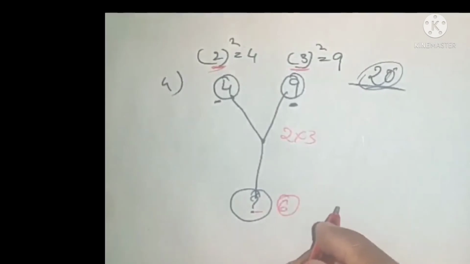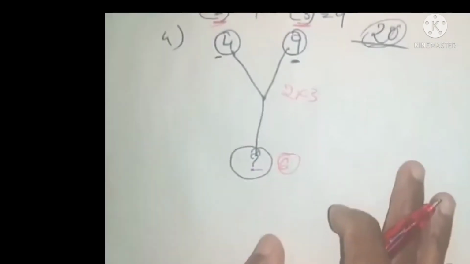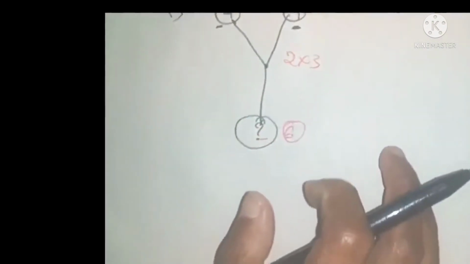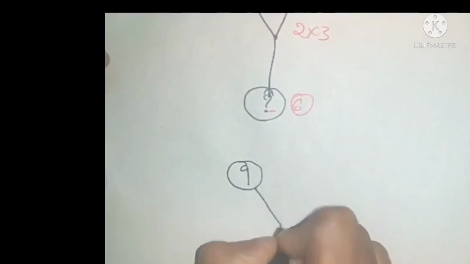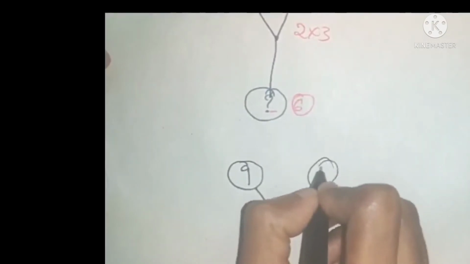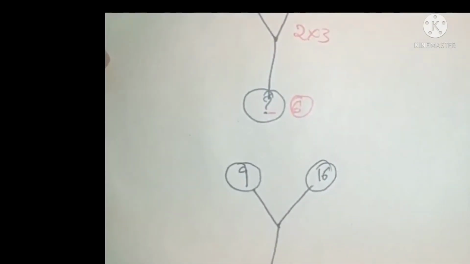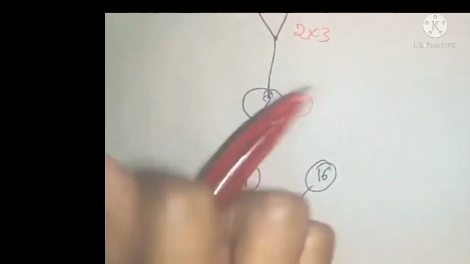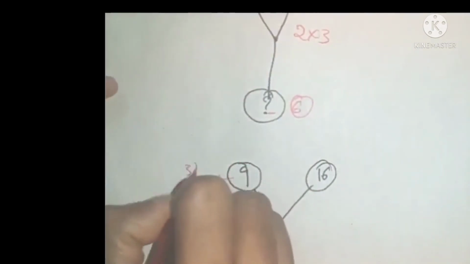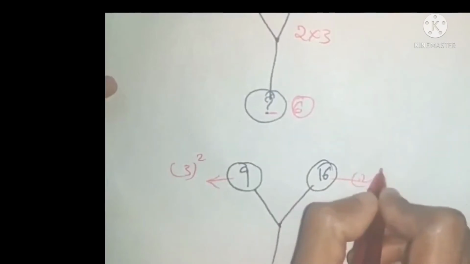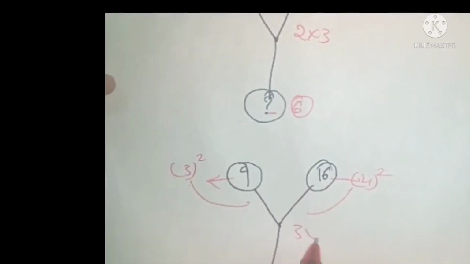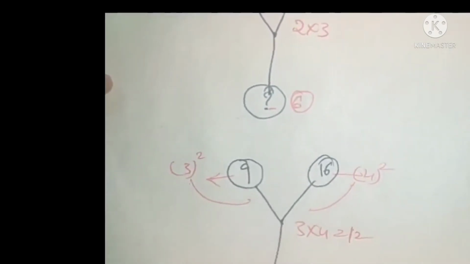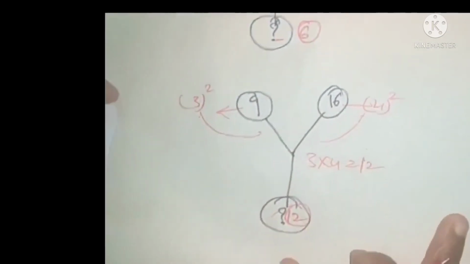This is your answer. Now moving forward for the next question, that is, here it is 9, here it is 16, and guess the answer here. Here we got 9, that is 3 square, and here it is 4 square. Now calculate the number 3 and 4. 3 into 4 is equal to 12. 12 is your answer. This is one kind of model.